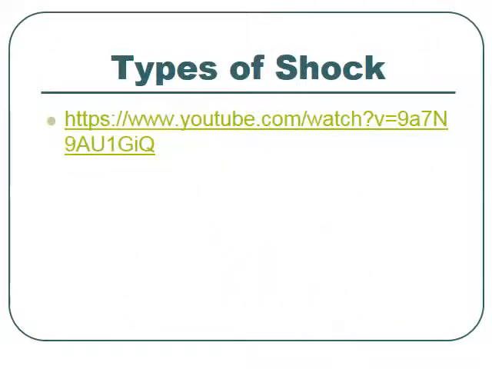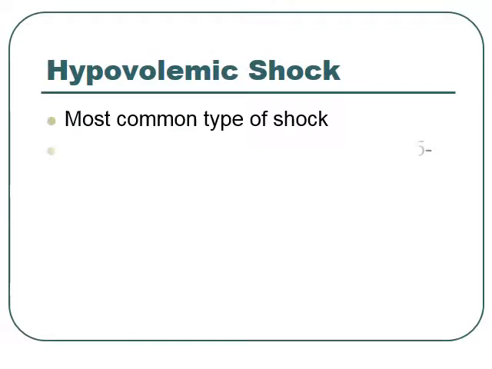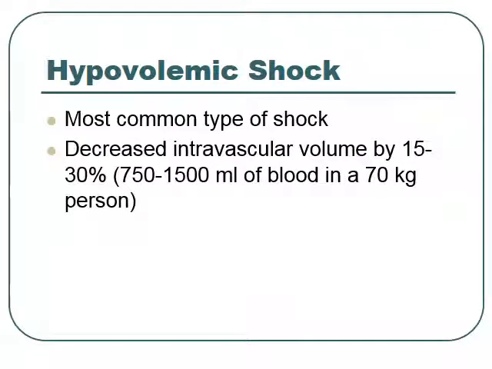Again, this is just a resource for the types of shock. Okay, and we're going to talk about those starting with the next slide. The first type of shock that we're going to talk about is the hypovolemic shock. It's the most common type that you'll see, and it is a decrease in intravascular volume by about 15 to 30%. So it shows an example there, 750 to 1500 mL of blood in a 70 kilogram person. That's what about 15 to 30% would be.